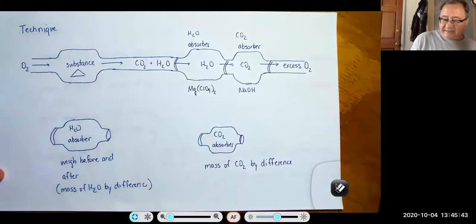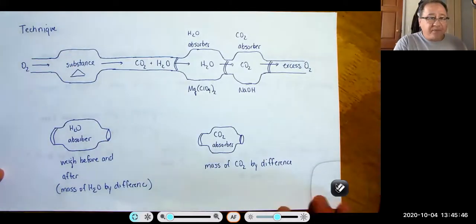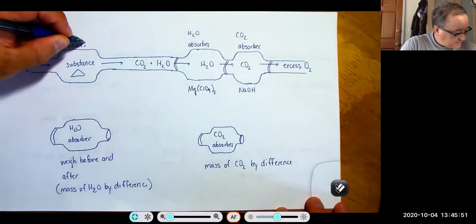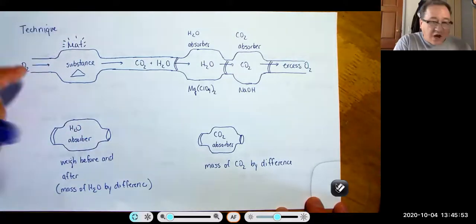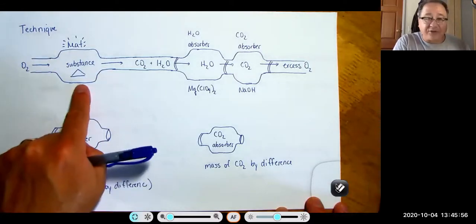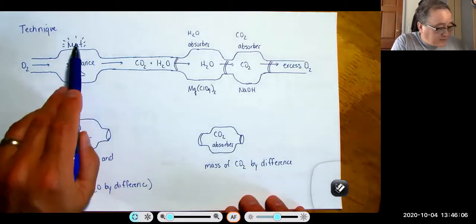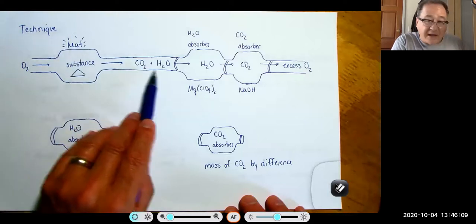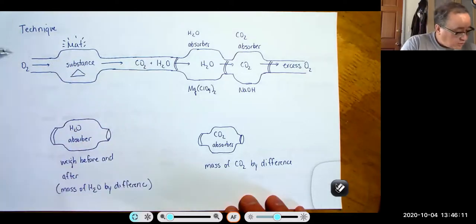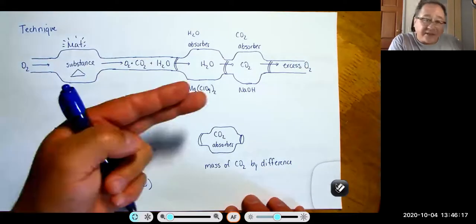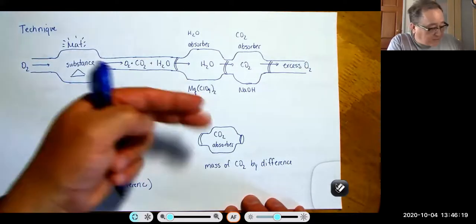So here's the technique behind this. What you do is you take your substance and you pass oxygen gas through a chamber that has your substance in it, and you heat this. And when you heat it, you cause combustion. When you cause combustion, the products, because of the heat, will be CO2 gas and H2O gas. So there will be O2 coming through this chamber, pushing the CO2 gas and H2O gas through the chamber here.